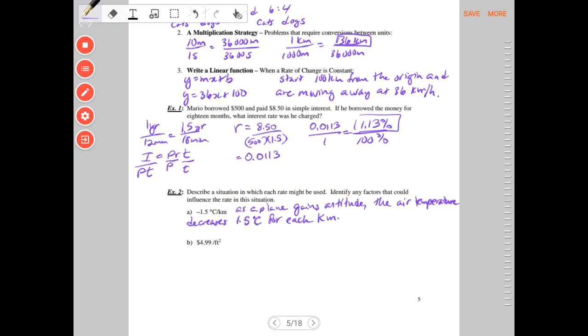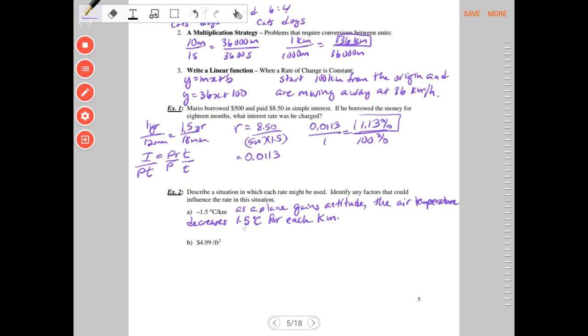Good. So, factors that could influence the rate, probably maybe if there is a storm or the time of year, perhaps, okay? That kind of thing. Again, this is just my example. You can certainly have others compared to mine.